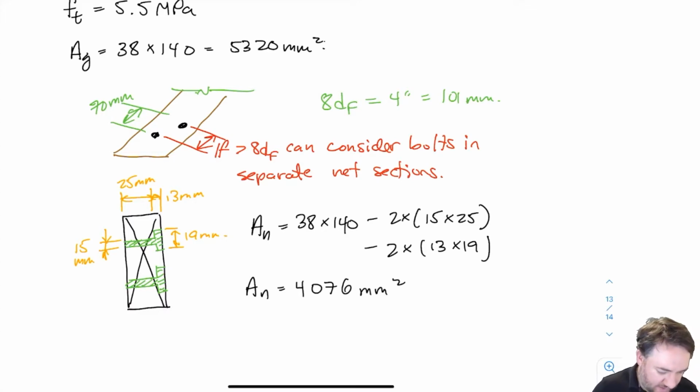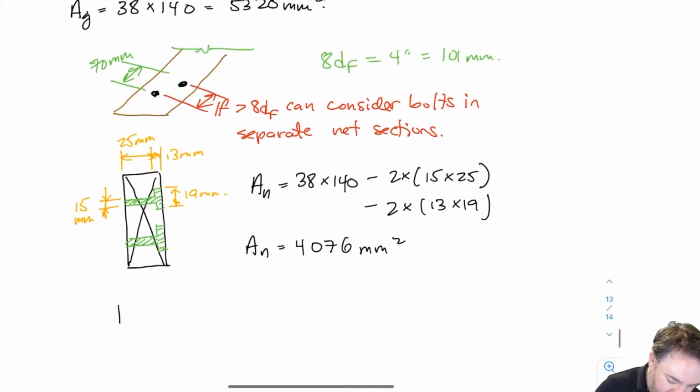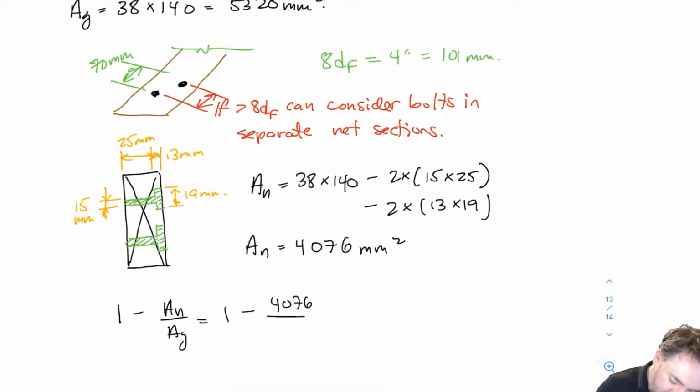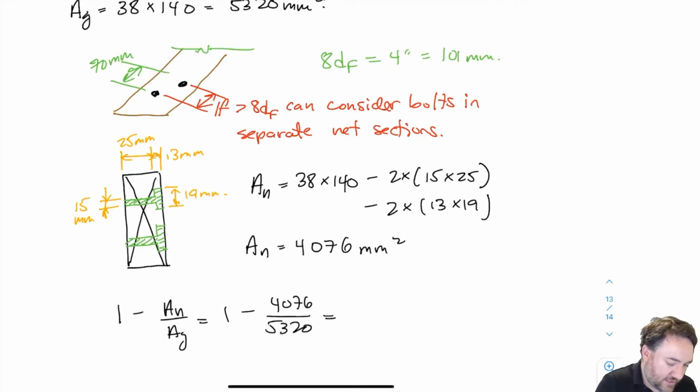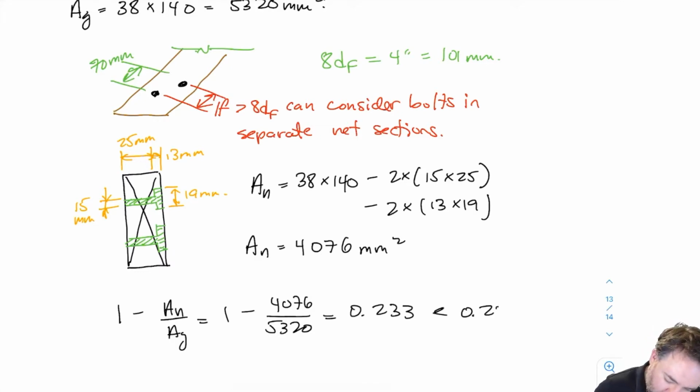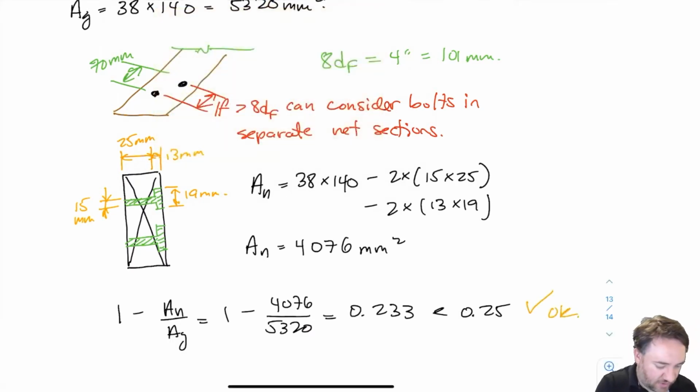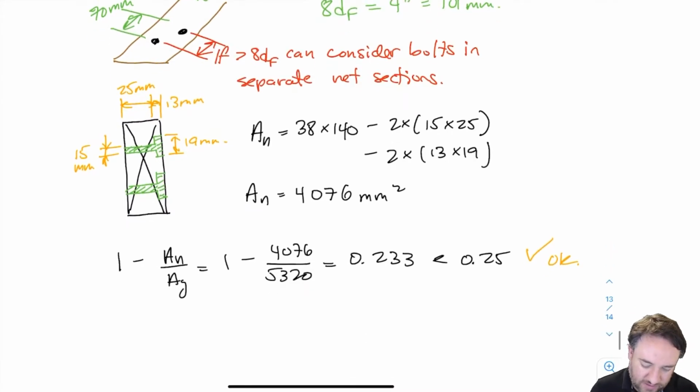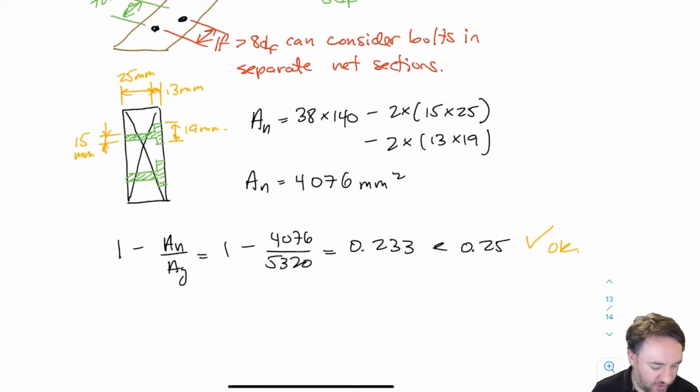And then I need to do my check for my net area. 1 minus AN over AG equals 1 minus 4076 divided by 5320. And I get 0.233, which is less than 0.25. So I satisfy my requirement. Okay, good. So I'm okay, but I'm kind of just barely satisfying it, so I'm not going to do a more conservative calculation than that. I've removed the proper amount of net area from that section.